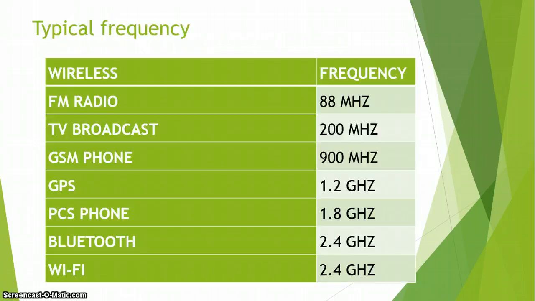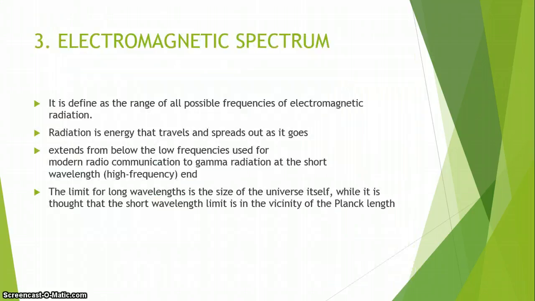This is a list of the frequencies that are being used in our daily life, where the highest frequencies we use are Wi-Fi and Bluetooth, whereas the smallest is FM radio, which is approximately 88 megahertz, compared to Bluetooth or Wi-Fi, which is approximately 2.4 gigahertz. It's very much huge.